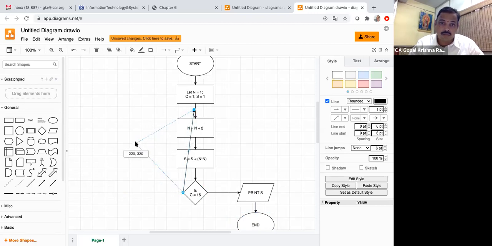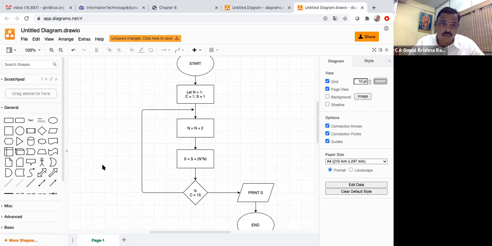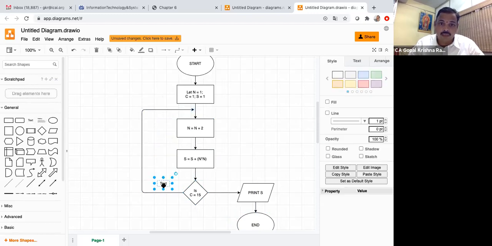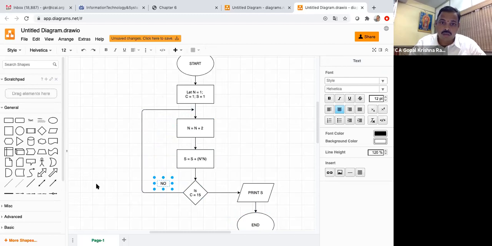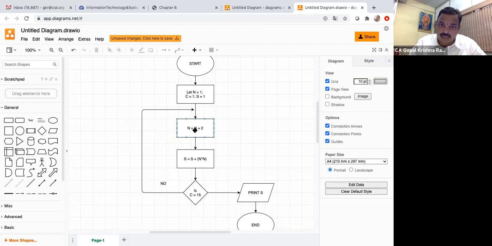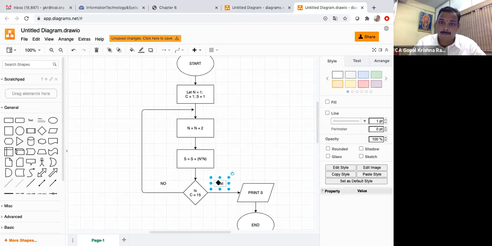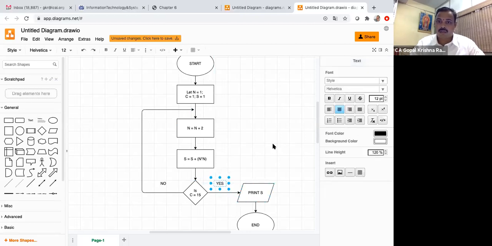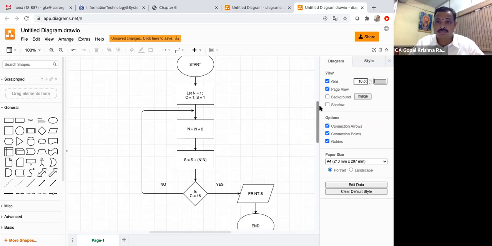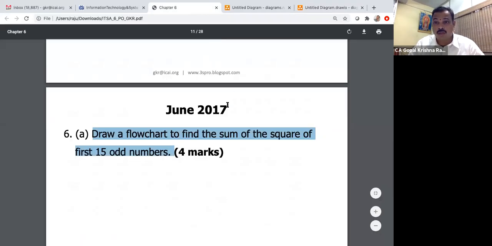So what I will do, if C is equal to 15, maybe I'll put a text here. If C equal to 15 is no, then again go and connect here, again n equal to n plus 2. If C equal to 15 is yes, then print output. That's all. So you have got how many marks? Guys, you have got 4 marks.